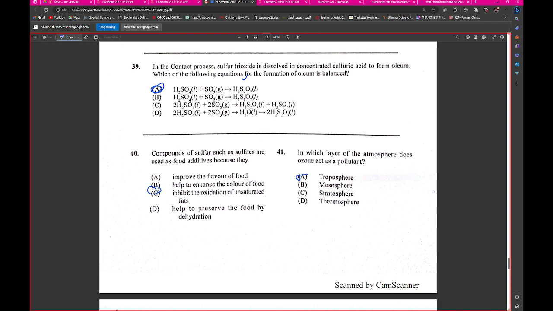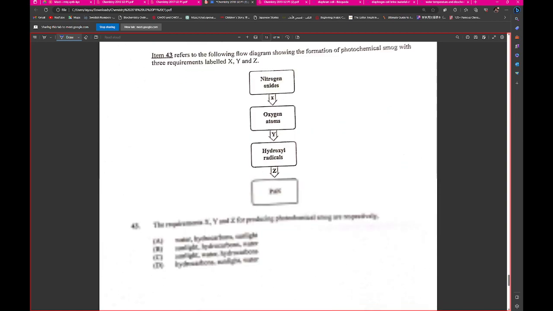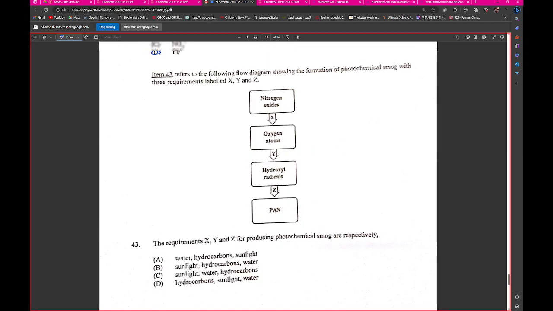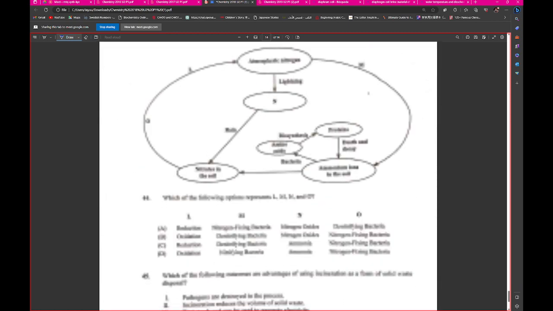And this would be the troposphere. Alright. And then we saw this already too. This should be lead. Alright, so look at 43 now. The requirements X, Y, and Z for producing photochemical smog are respectively... So we need to have sunlight, then water, then hydrocarbons to create that. Alright. You guys are fine.